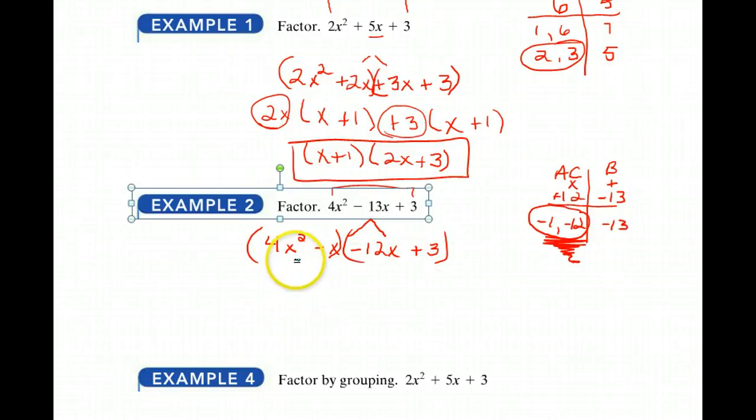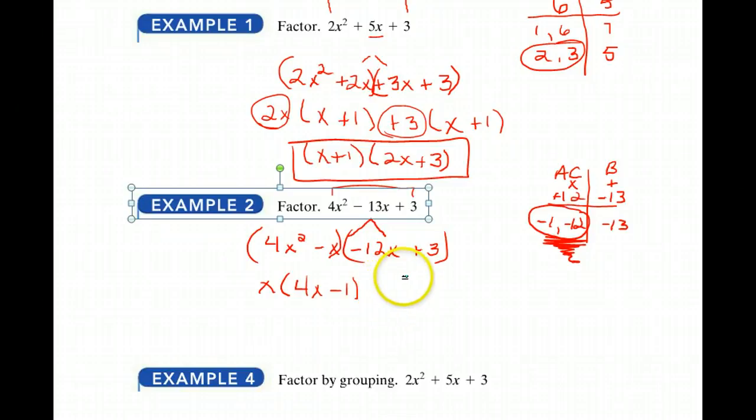GCFs. The GCF of 4x squared minus x is x, so we'll go ahead and factor that out. 4x squared divided by x leaves us with 4x. Negative x divided by x leaves me with negative 1. Now remember, you want to achieve the exact same group. Pay attention to your signs. You have a negative 12x and a positive 3. In our group, we have a positive x term and a negative constant term.